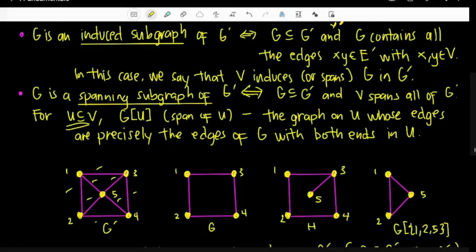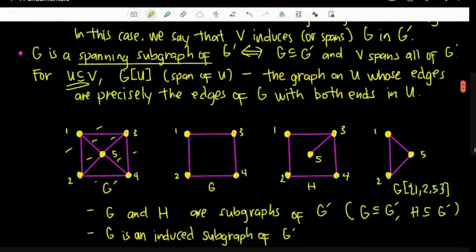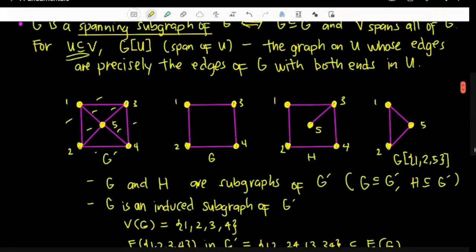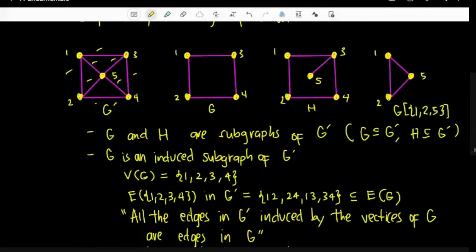Now, G on the other hand is the graph 1, 2, 3, 4, pero just connecting 1, 2, 1, 3, 2, 4, and 3, 4. On the other hand, H is 1, 2, 3, 4, 5 ang vertices, but the edges are 1, 2, 1, 3, 3, 4, 2, 4, and 3, 5. Okay. So, visually, kaya na nating sabihin, G and H are subgraphs. Bakit? Kasi yung mga vertices at saka yung mga edges, subsets ng mga vertices at edges ni G prime. So, that's clear.